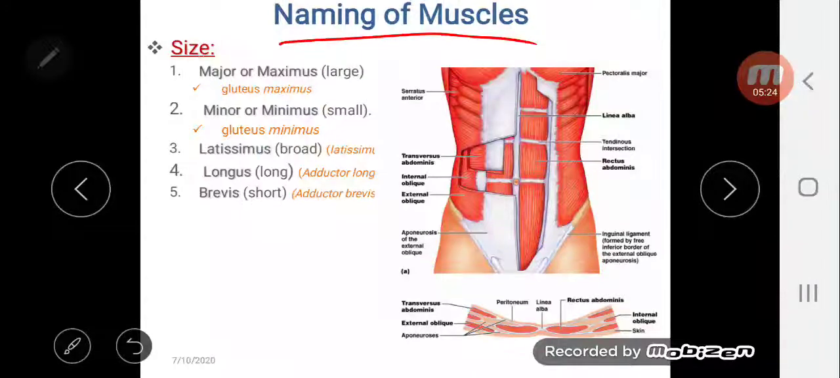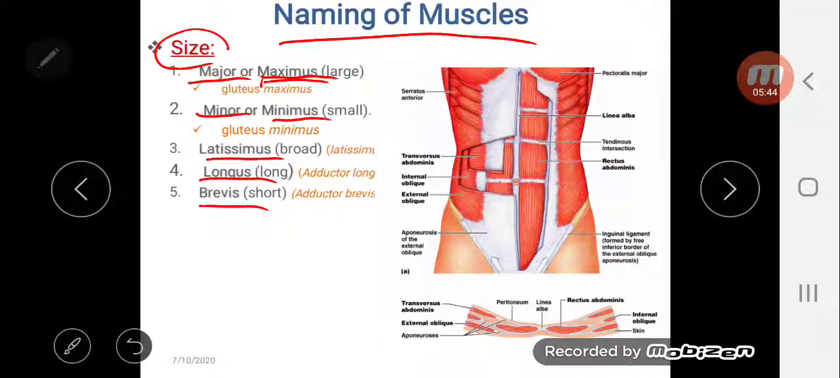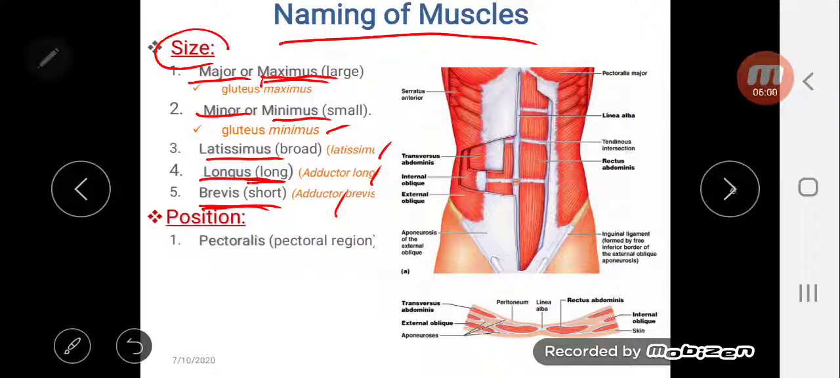Naming of the muscle according to the size. We have major and minor. We have maximus and minimus. We have latissimus, and we have the examples of these naming. Longus and brevis. Brevis means short and longus means long. And we have these examples: gluteus maximus, gluteus minimus, latissimus dorsi, and adductor longus, adductor brevis.